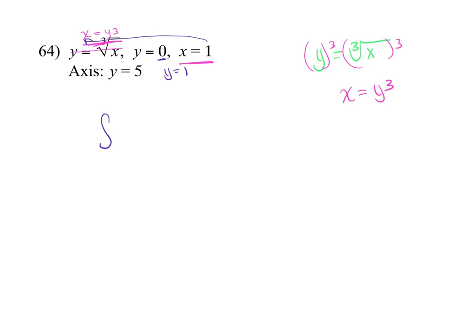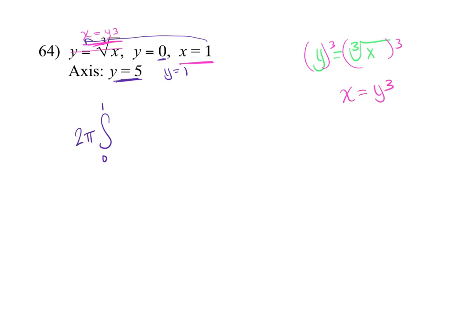So I'm going to do from 0 to 1, and I'm going to do the 2 pi r h. Well, r, if I am in terms of y, is just going to be my y value shifted. So I am revolving around y equals 5 compared to just the y value. I'm going to say 5 minus y.